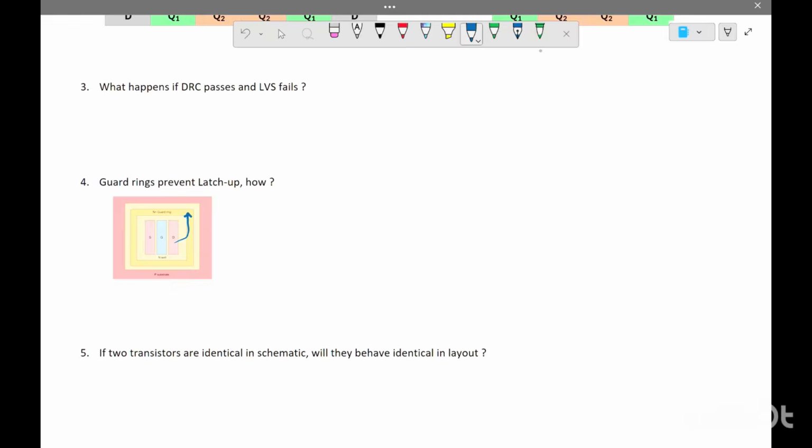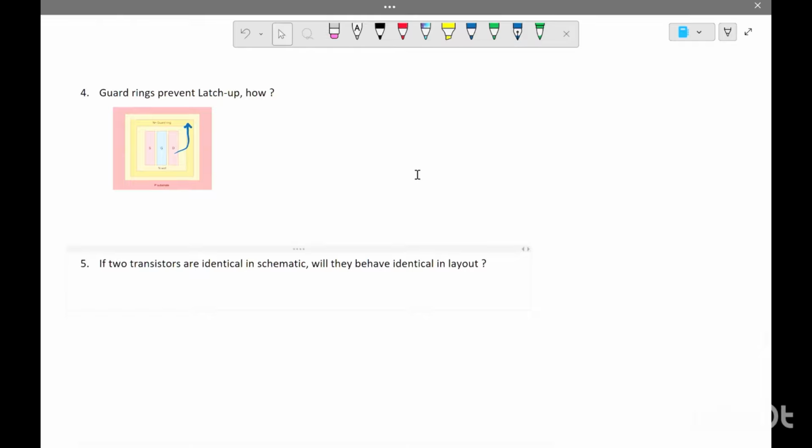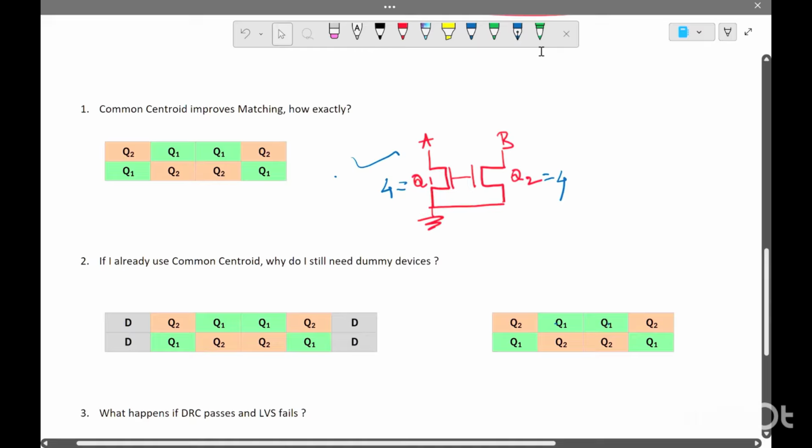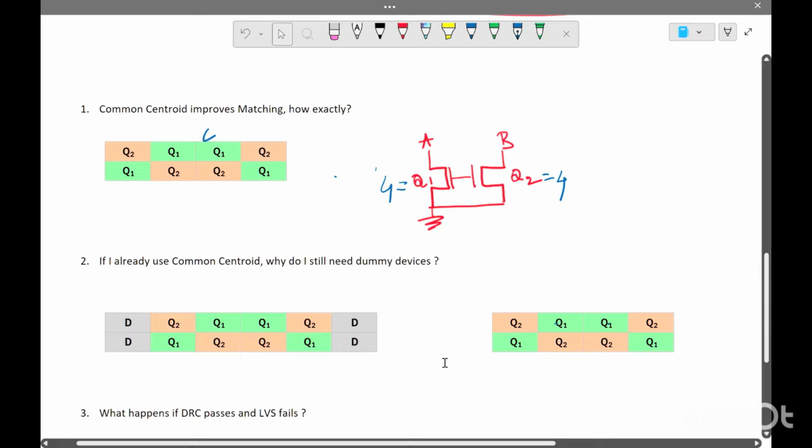And the last question here is, if two transistors are identical in the schematic, will they behave identically in the layout? The answer is no. Why? Because when we draw the layout of the schematic, let's take an example of this one only. We have four transistors each for Q1 and Q2. If I draw the layout, this is how it looks like. Once we draw the layout, we will connect all the drain, gate, source, everything, right?